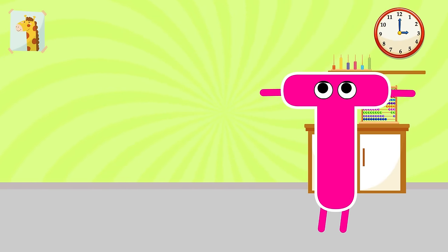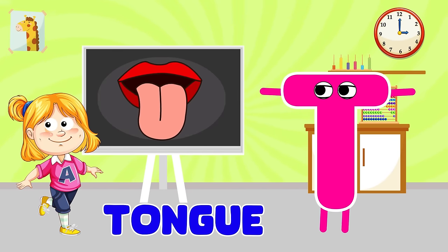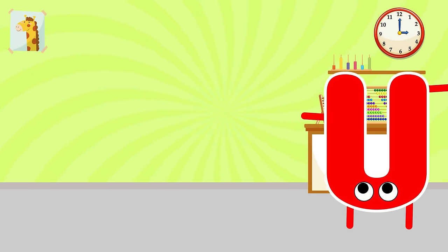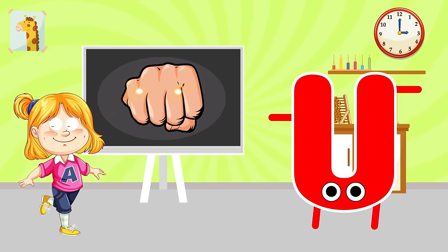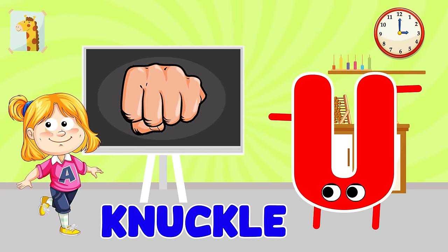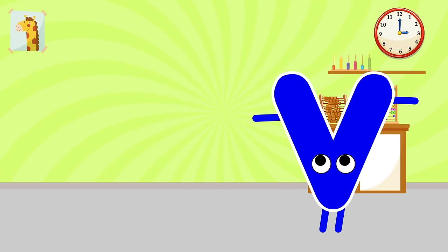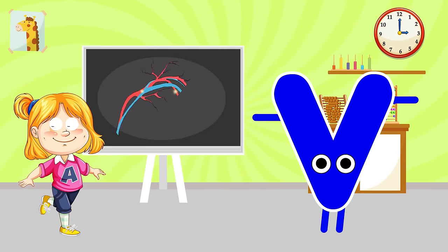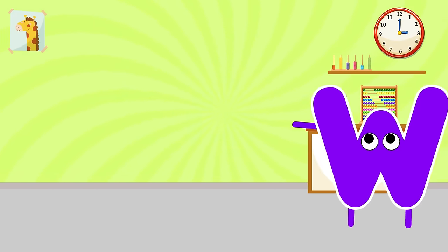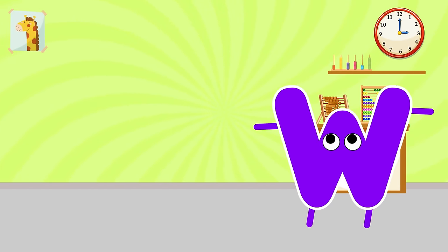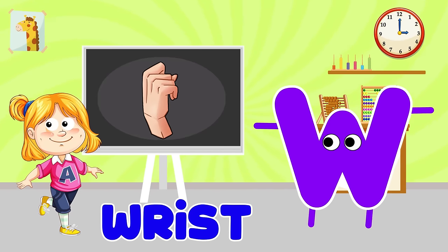T is for tongue. U. U is for knuckles. V is for vein. W. W is for wrist.